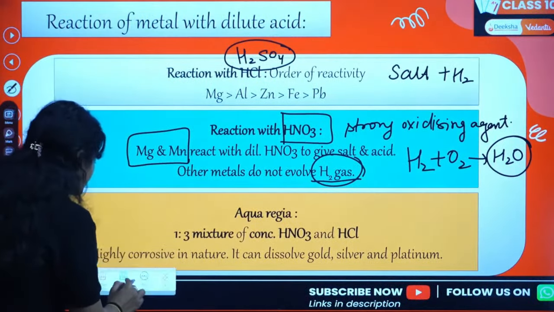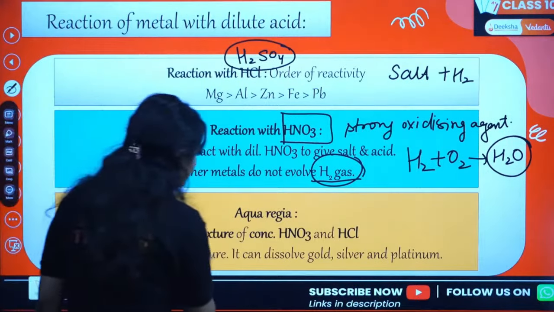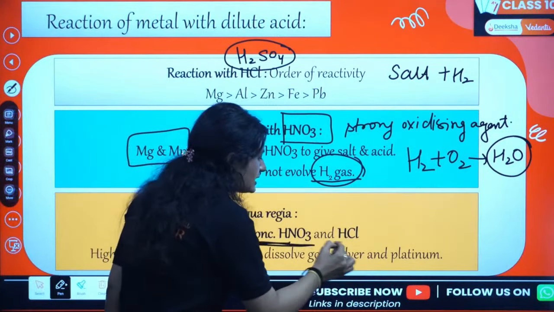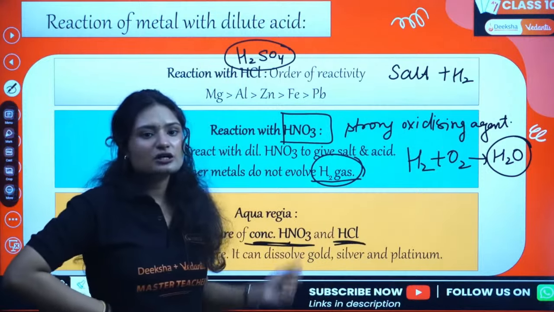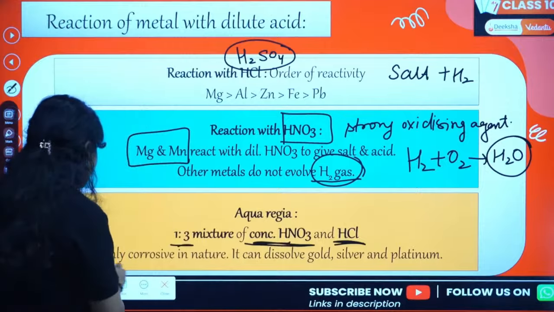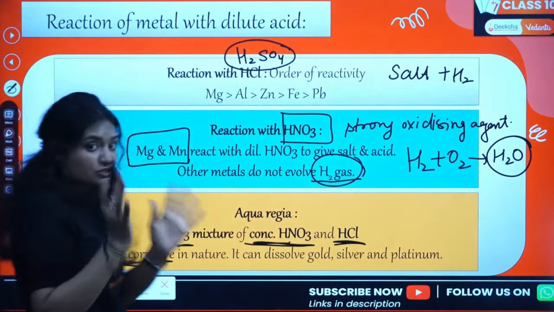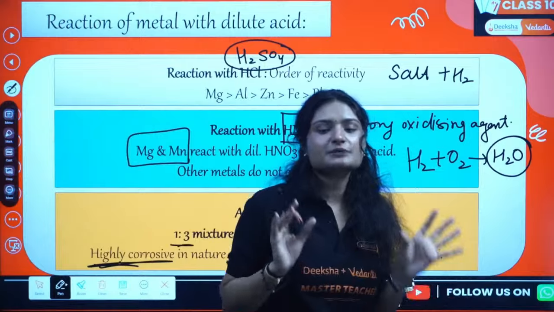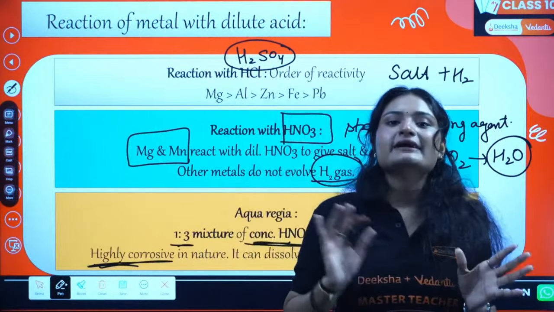Aqua regia. Aqua regia is a 1:3 mixture of concentrated nitric acid and hydrochloric acid. Okay. Now, it is highly corrosive in nature. Now, this mixture that we are making, aqua regia, firstly, the purpose of it is to dissolve gold and platinum.